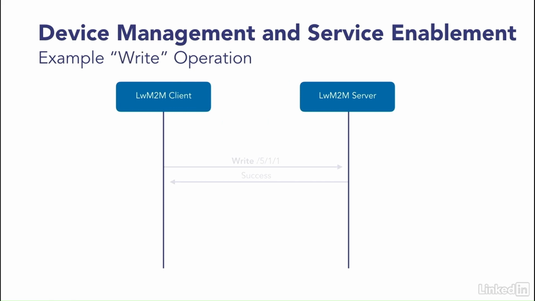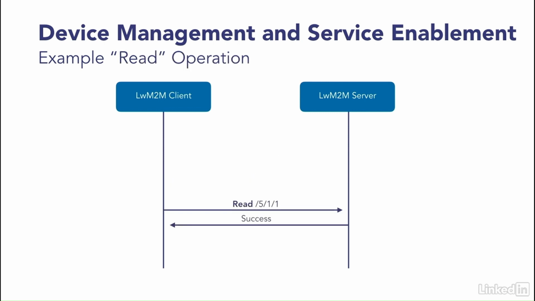The write operation here is used to change the value of the firmware URI resource with the identifier /5/1/1. This operation can also be used to change the value of multiple resources and resource instances. The read operation here is used to access the value of the resource /5/1/1 we just wrote, i.e. the firmware URI. In addition, it can be used to access the value of an array of resource instances, an object instance, or all instances of an object.